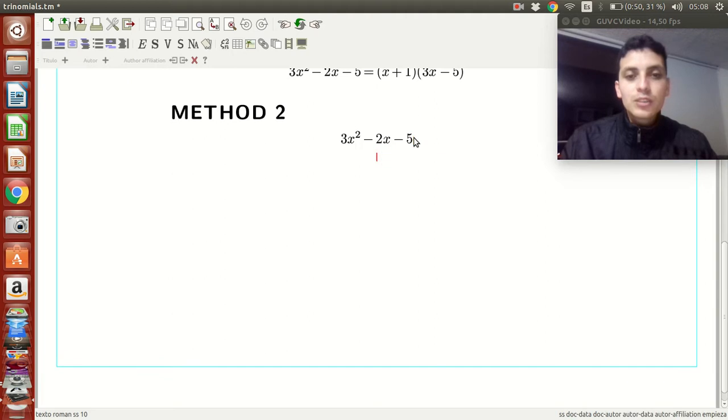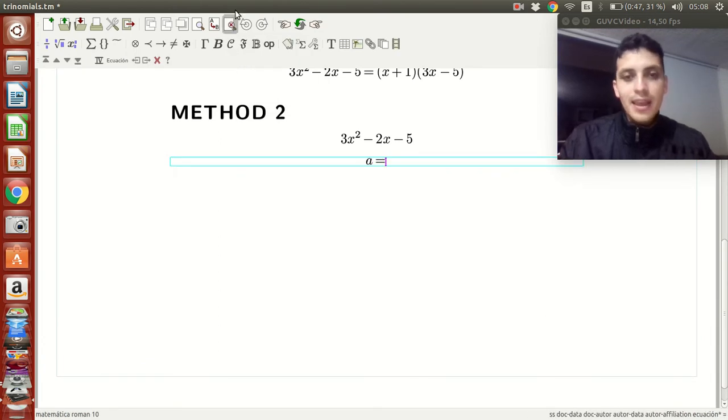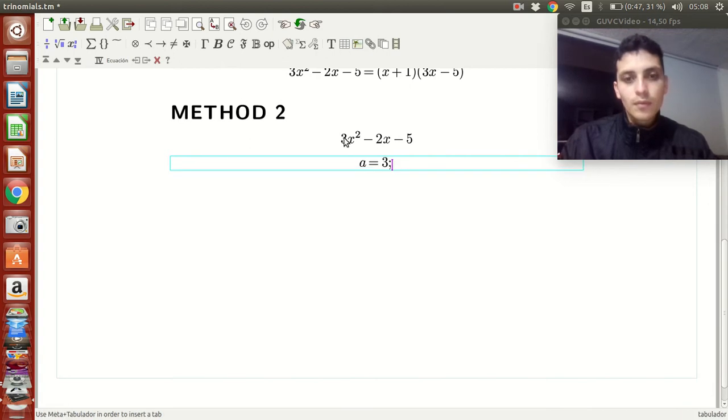The first idea is to recognize which one is a, which one is b, and which one is c. So a is 3, b is negative 2, and c is negative 5.